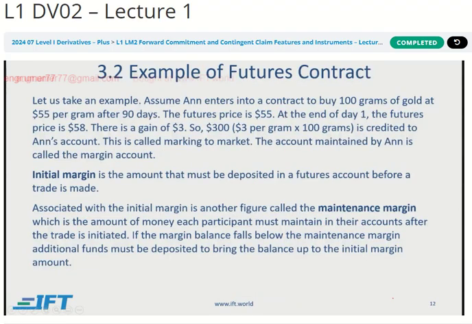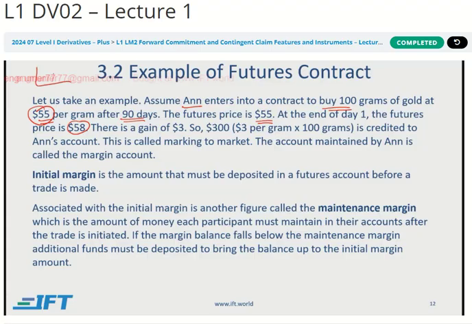Let's look at an example of a futures contract. So Anne enters into a contract to buy 100 grams of gold at $55 per gram after 90 days. The futures price is 55 at which they are getting into this contract, and after 1 day the futures price is 58. Now just hold on over here and let's look at what happened.